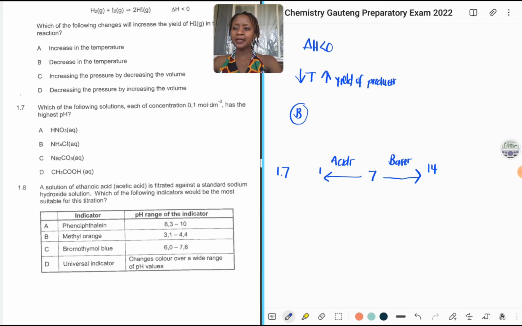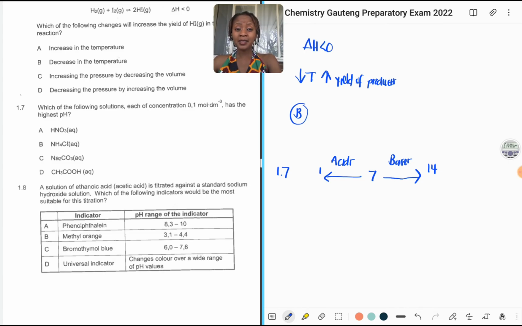So if we're looking at something that has a high pH, we're looking at a base here. Okay. So the first option, we have nitric acid. So that's out. Second option, we have ammonium chloride. Ammonium chloride is derived from hydrochloric acid and ammonium hydroxide. Ammonium hydroxide is a weak base. So if you have a titration between a strong acid and a weak base, your final product will be acidic. So ammonium chloride is an acidic salt. So the pH can't be high because it's acidic.